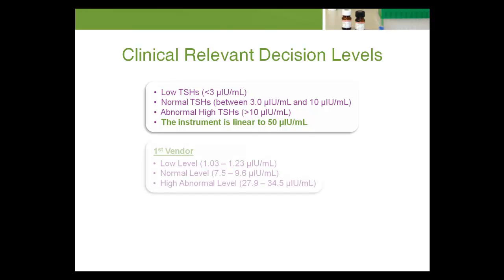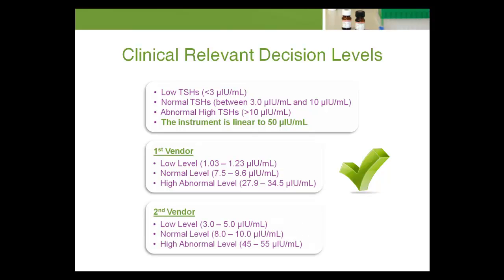A quality control vendor offers an immunoassay control with 3 levels. This product meets the laboratory's diagnostic criteria. It contains 3 distinct levels at the decision limits used by the laboratory and adequately challenges the upper limit of linearity of the instrument.